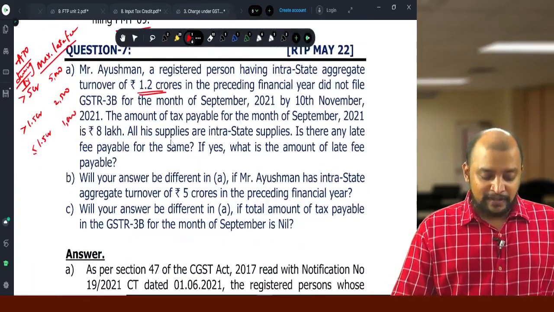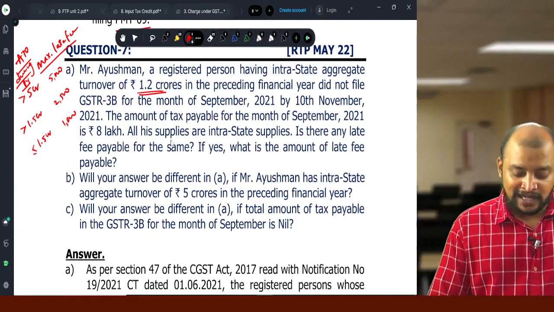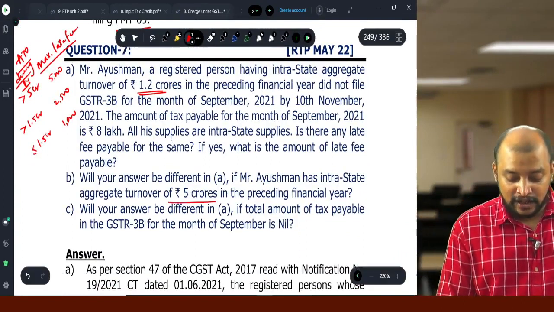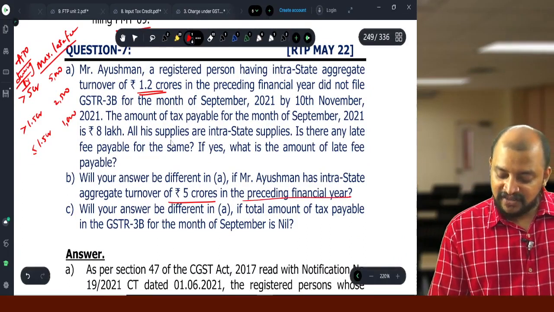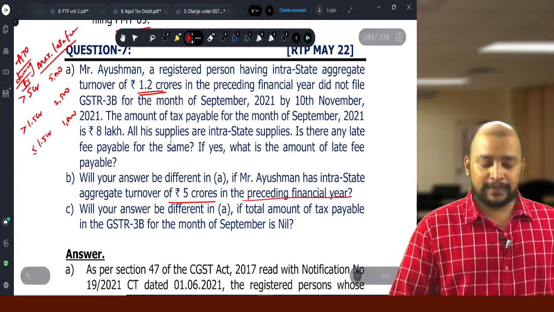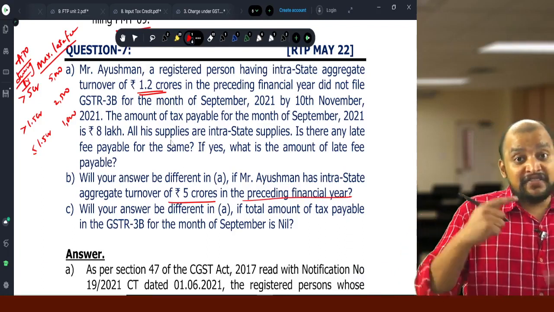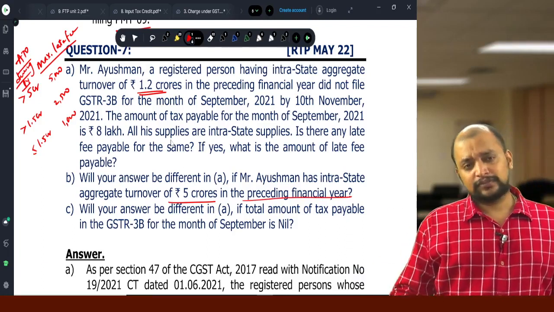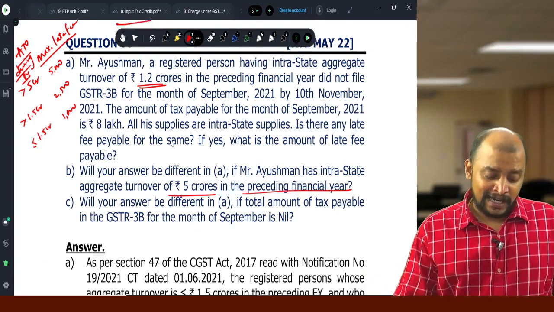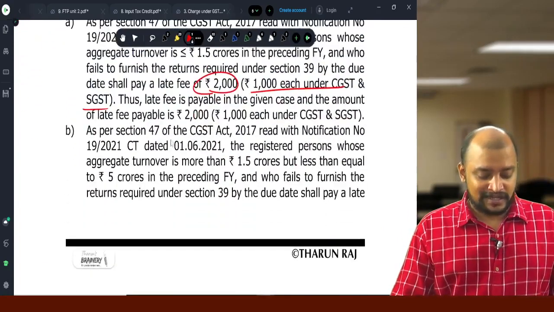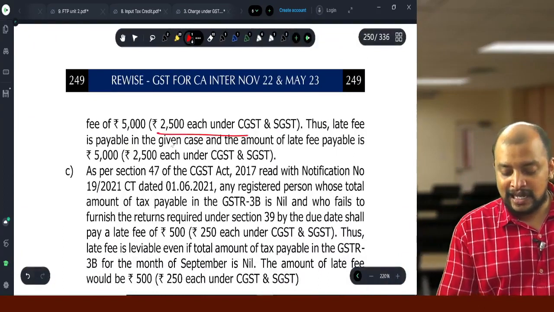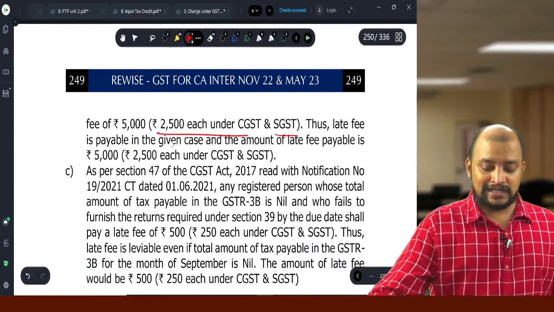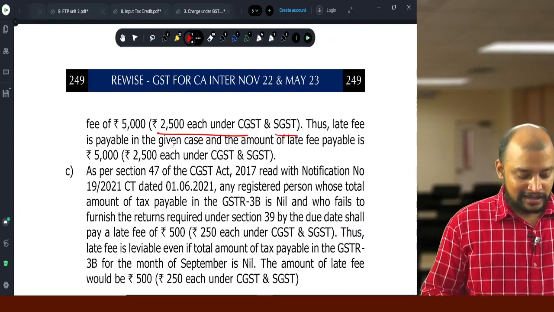Will your answer be different in A if Ayushman has intrastate aggregate turnover of exactly 5 crores in the preceding financial year? Yes, 2500. If it exceeds 5 crores only, we need to take 5,000, otherwise it will be 2,500. So therefore 2,500 under CGST and 2,500 under SGST will be payable. Okay, that is with respect to this.